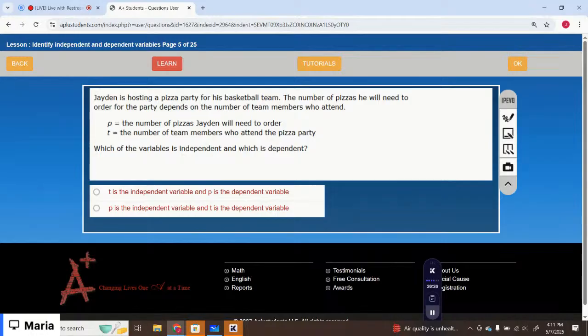So P is the independent variable and T is the dependent variable, but option D is the correct option. Okay, you can complete the lesson by yourself later today. Let me just move on to the next lesson.